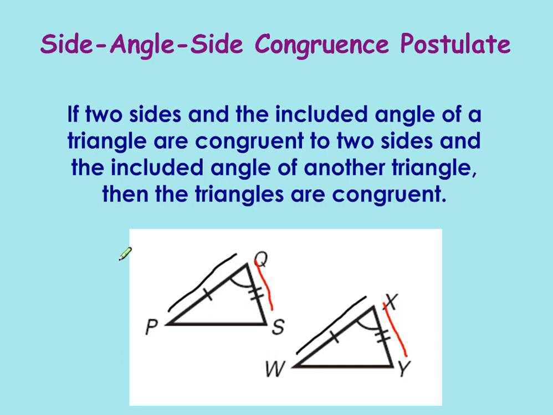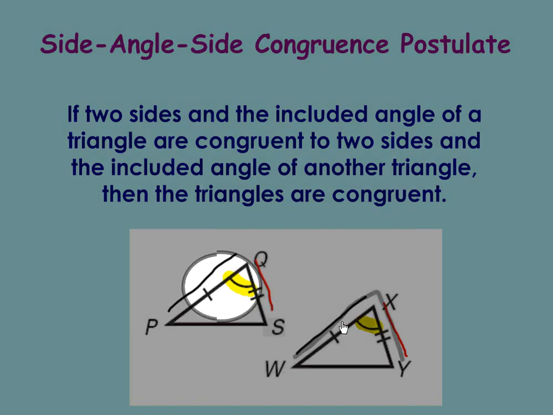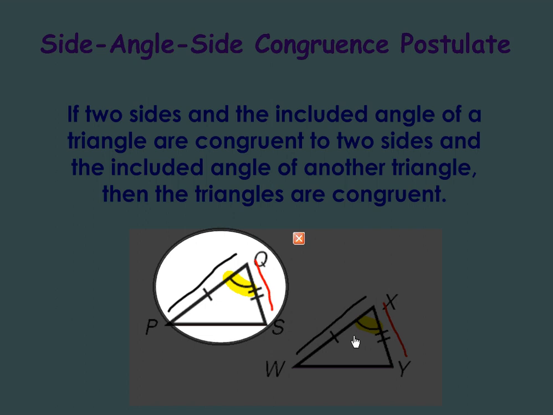And what we call the included angle is the angle that is included or sandwiched in between them. You know that you're looking at the included angle if you're looking at the angle that's formed by the 2 sides that were the congruent sides of your triangle. So looking at this a little bit closer, the highlighted angle is the included angle.